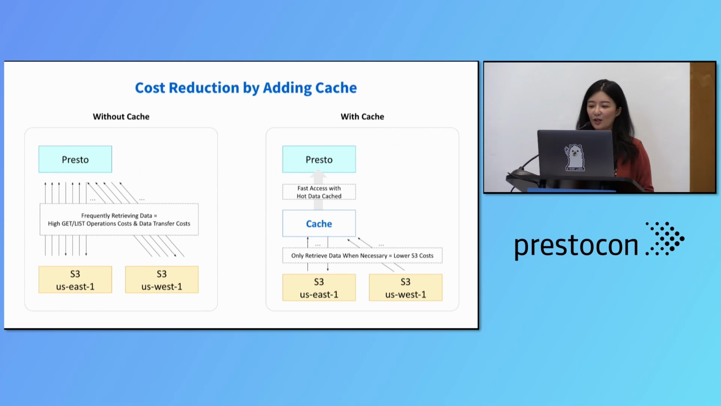And caching can help here. I have listed a diagram here. You can see caching. Without cache, you're frequently retrieving data directly from your different region of S3. With cache, it only retrieves the data when necessary. The first time you retrieve data, it will be stored in the cache if it's hot. And the next time you retrieve data, it will come from the cache instead of directly from S3. So the number of requests will be greatly reduced.